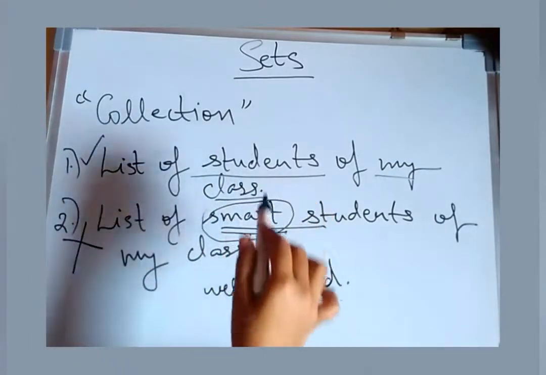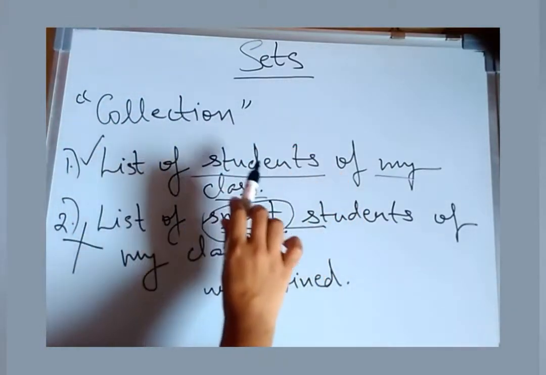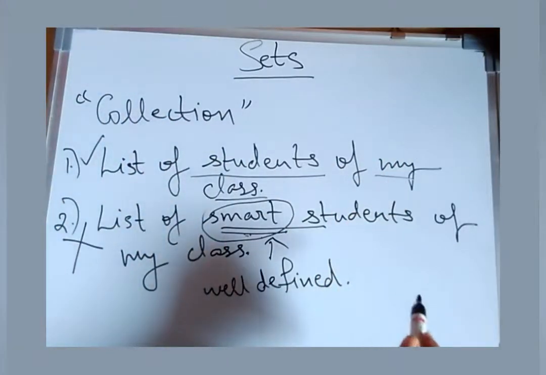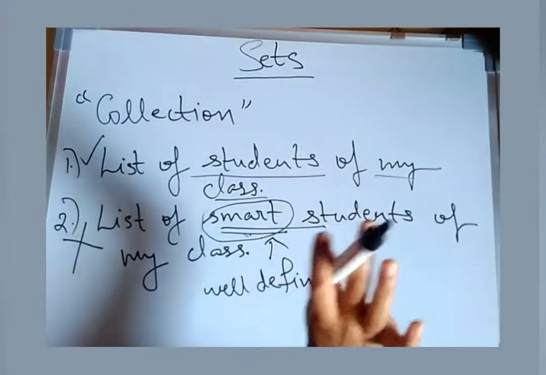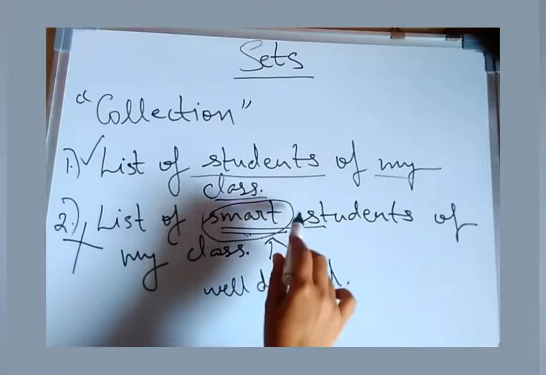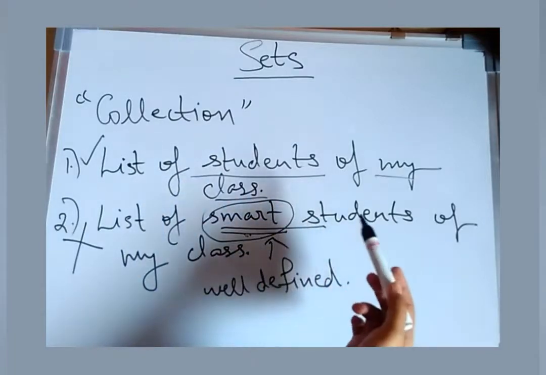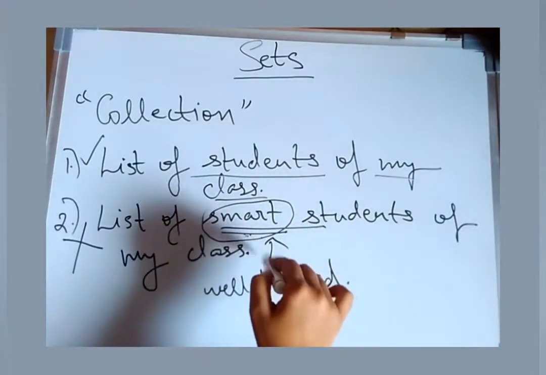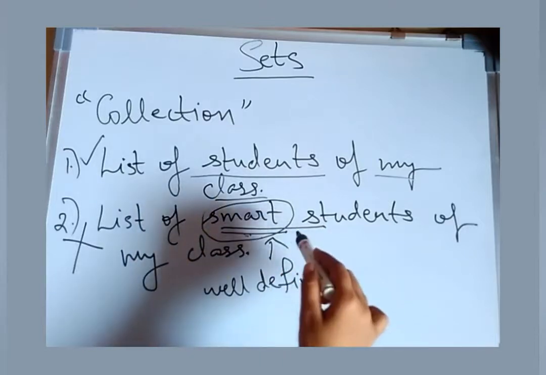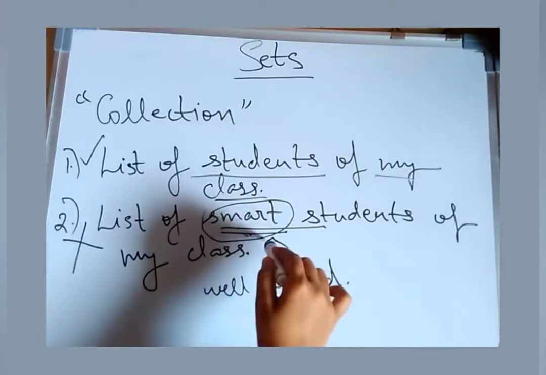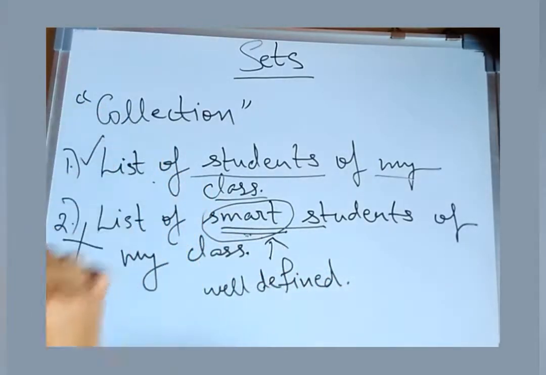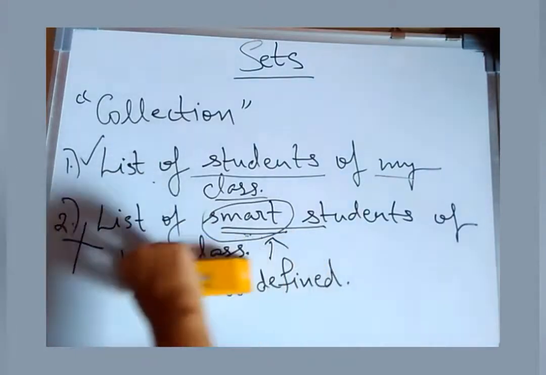Whereas here it is well defined because anyone will make this list. They have to come up with the same list of students, if I keep the class fixed. But whereas smartness of a person, we cannot decide. So this is not a well defined collection. So this won't form a set and this will definitely form a set.